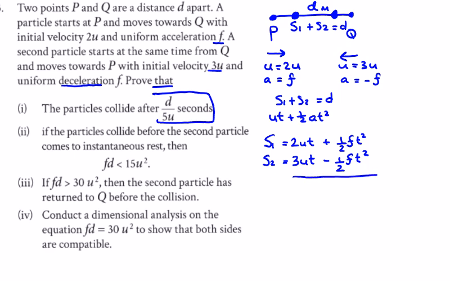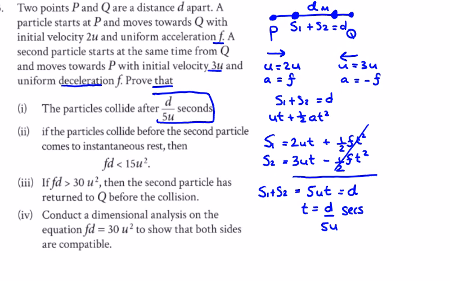And if we add S1 plus S2 together, we're just going to get 5ut. These will cancel, and that's equal to the distance D. And we were asked to show t is equal to something. So what is t equal to here? t is equal to D divided by 5u seconds. You can see that's what they're looking for.